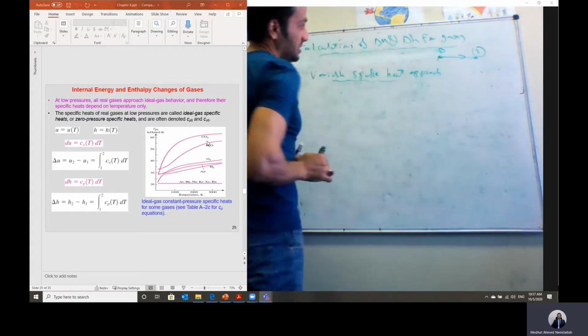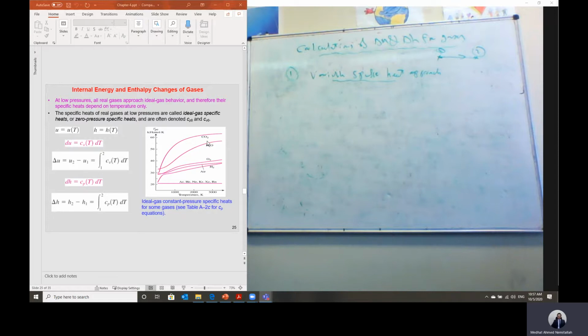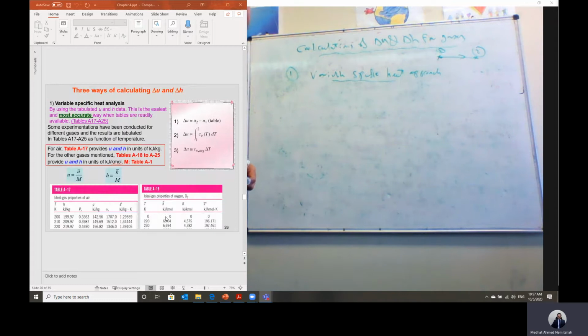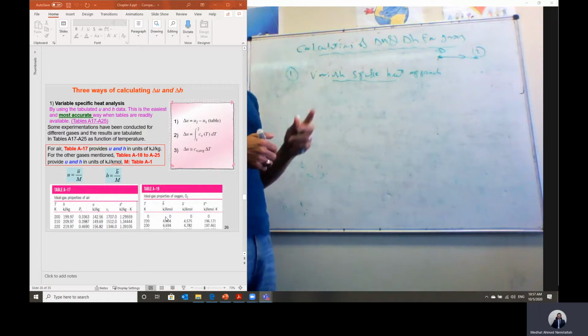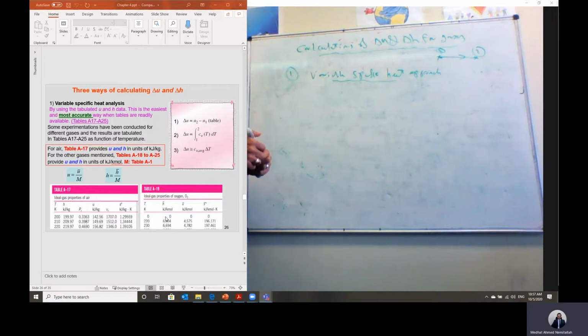In the variable specific heat approach, CV and CP are functions of temperature. So we assume the real case, CV and CP are functions of the temperature. In this case, they have already tested different gases under different temperature, pressure, volume, and every time they have measured the change of internal energy and the change of enthalpy. Based on this, they have listed those values of internal energy and enthalpy as a function of temperature in tables A17 to A25. Each table represents the internal energy and enthalpy for a given gas as a function of temperature.